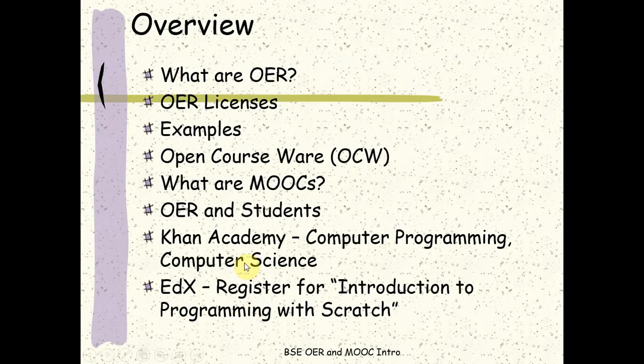So we will quickly look at what open educational resources are and their licenses, with some examples. We will look at the example of open courseware. Then we will go to the question of what massively open online courses are. We will discuss a bit about why they have been put out by universities and talk about what you should do with open educational resources and probably what you shouldn't do. Then we will introduce the two resources that we are going to have you use to get ready for the computer programming aspects of the BSc program.